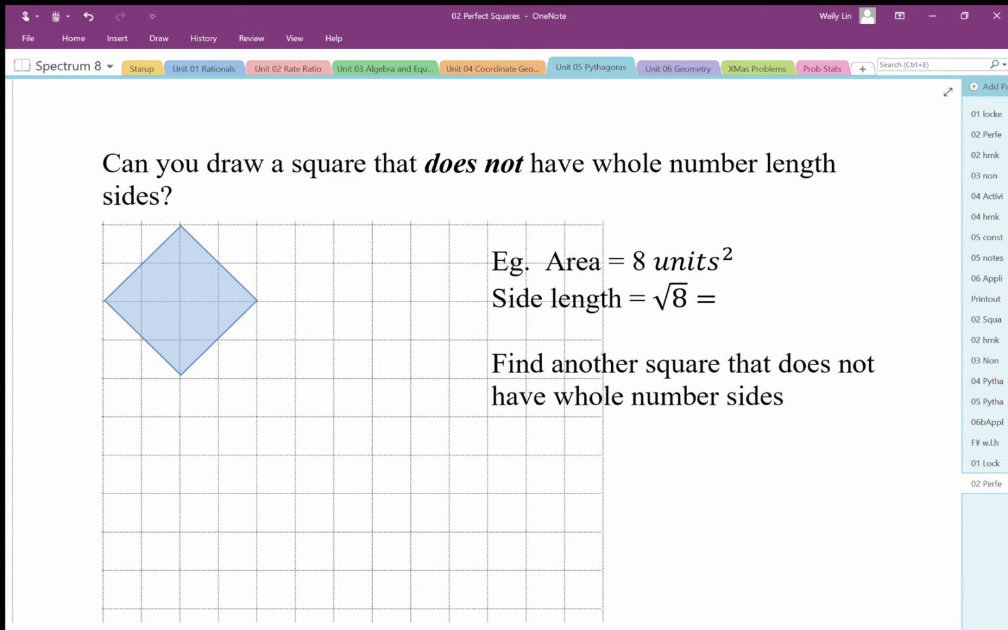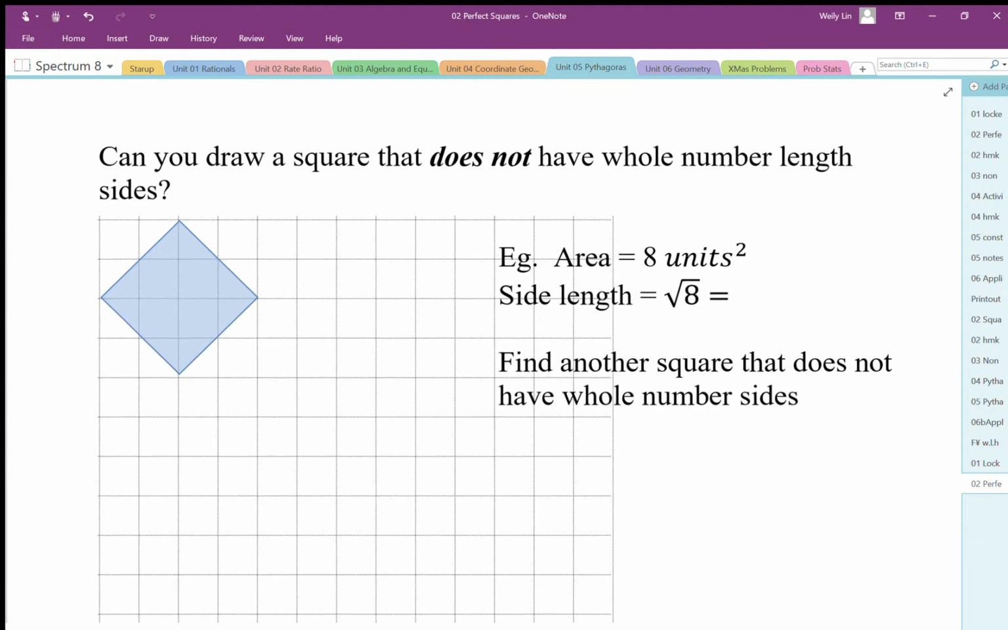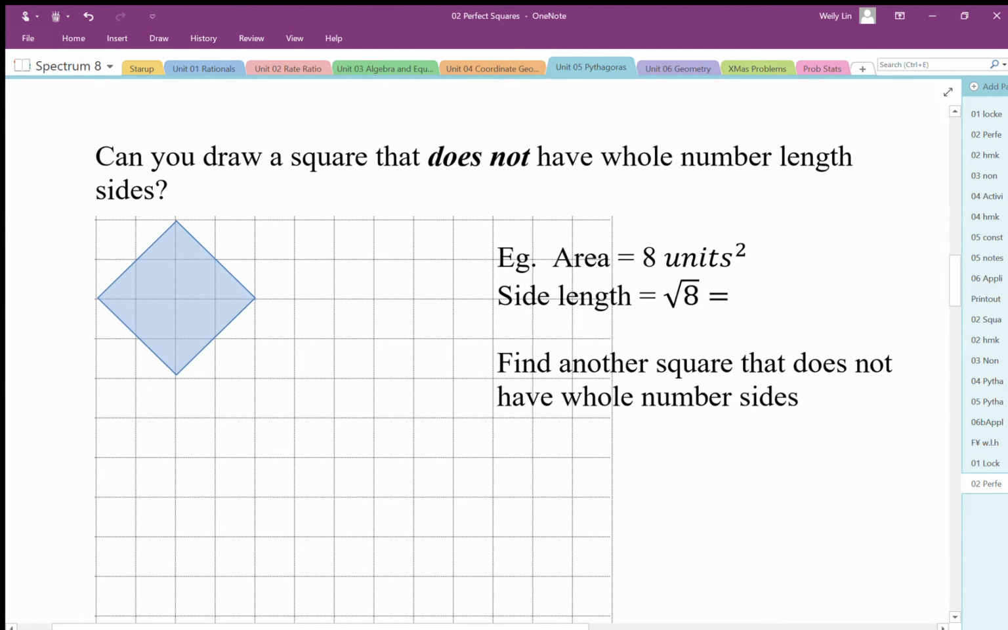So what about squares that do not have whole number length sides? I'll give you an example here. This shape here is not a perfect square, but it is a square shape. It's definitely square. Every edge length is the same length.